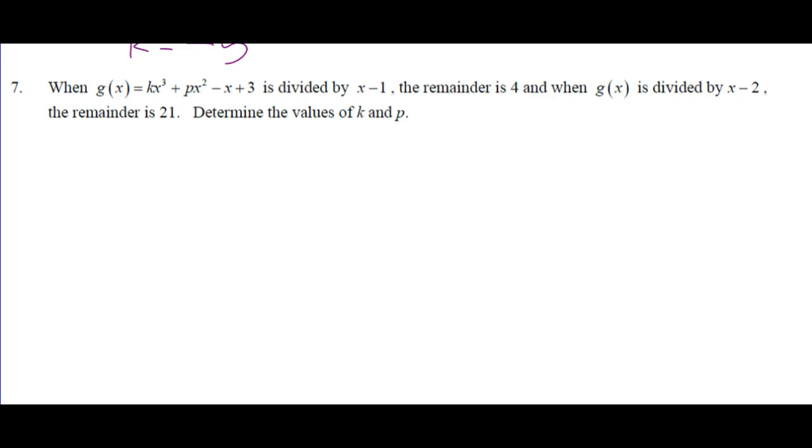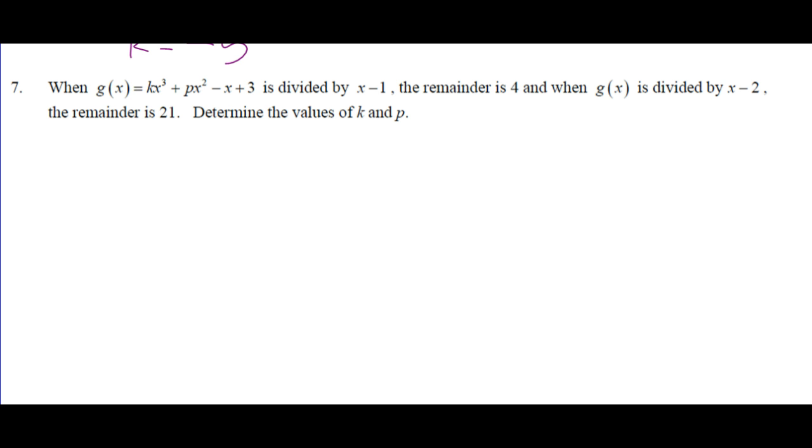System of equations, right? So you should be thinking, I got two unknowns. Not only do you have two unknowns, you also have two pieces of information, right? The remainder when it's divided by this, the remainder when it's divided by that. Those two pieces of information are going to lead you to two equations in two unknowns, the system. Okay. Now, if that doesn't immediately pop to mind, then at least you could start with this.